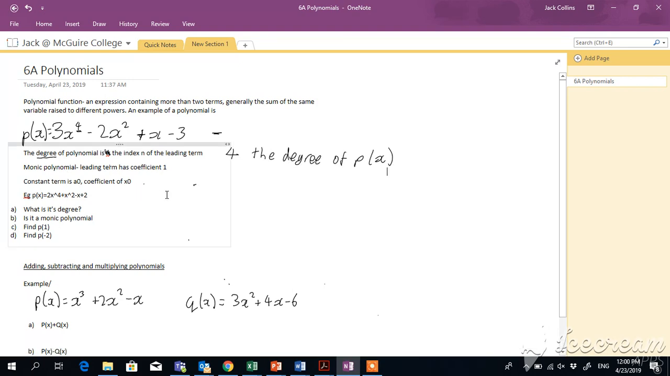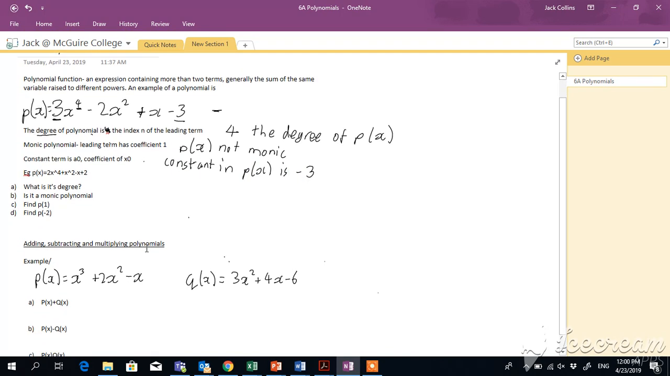Your monic polynomial is just one whose leading term has a coefficient of 1. Looking here, we've got a coefficient of 3, so p of x is not a monic polynomial. Okay, and a constant term, this terminology is not that necessary, is basically just a term that doesn't have a variable. So here, your constant in p of x is minus 3, because it doesn't change no matter what x equals.